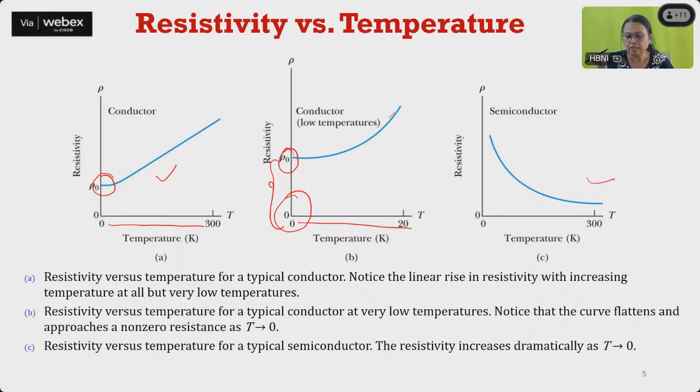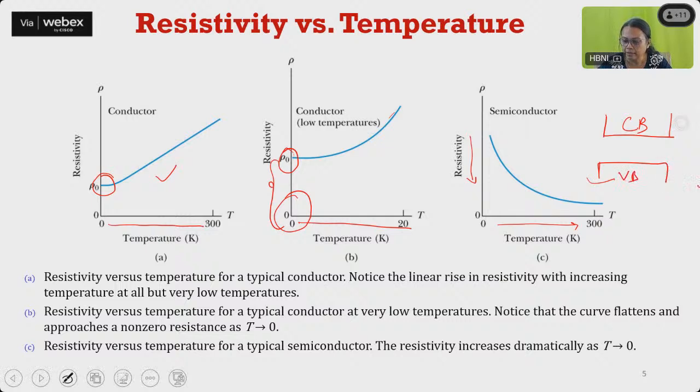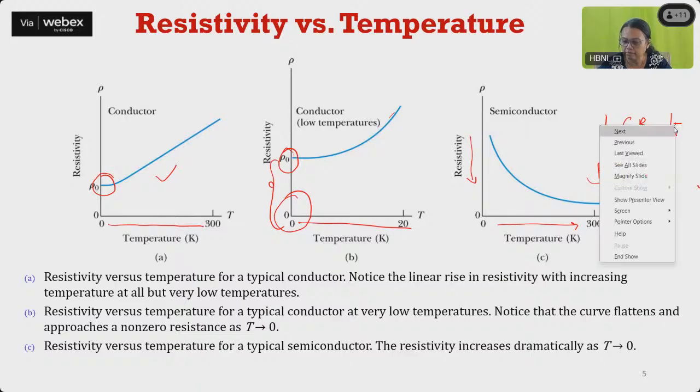But for a semiconductor, as we increase the temperature, the resistivity is decreasing. Why is it so? Because, as we have seen in the earlier slide, we have a conduction band and a valency band in a semiconductor, and at T equal to 0, the conduction band is empty.